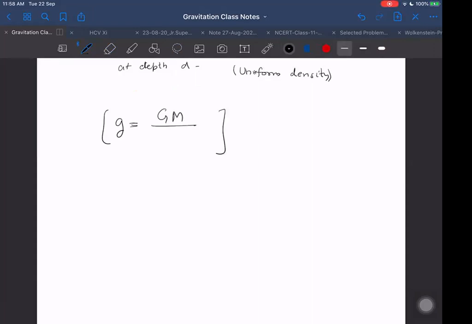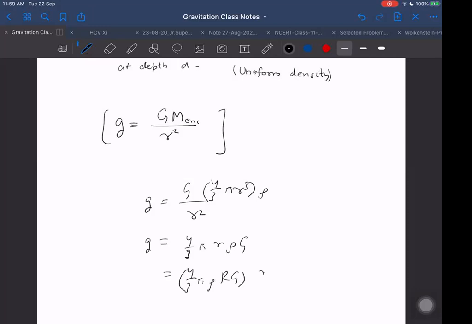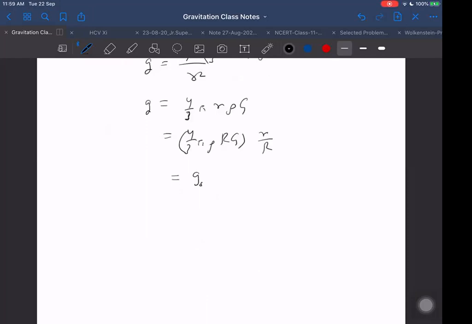Then GM by R square minus d whole square. Mass enclosed I can write as 4 by 3 pi small r cube into rho, into G by R square. This is coming out to be 4 by 3 pi rho G. We should be knowing it actually. I expect you to remember it. 4 by 3 pi rho into capital R G, that is g at the surface, into small r by capital R. Or I can write it as g at the surface into small r by capital R, which is equal to g at the surface into R minus d by R, which is equal to g at the surface into 1 minus d by R.